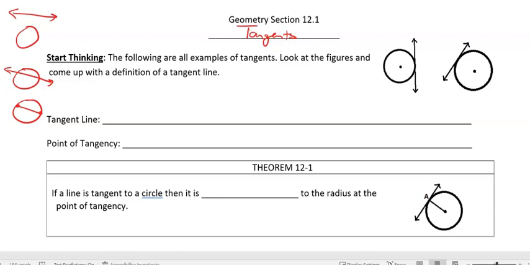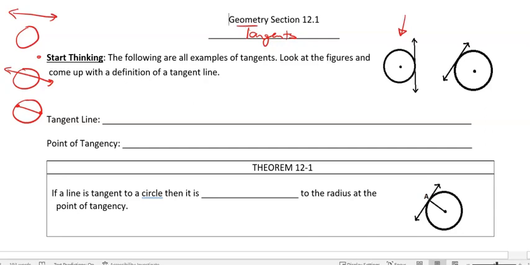So people at home, I want you to take a second, try to come up with a definition of a tangent, and people in class, go ahead and come up with your own little definition of what a tangent is and how it relates to a circle. All right, hopefully people at home had a chance to think up a definition. So in class, what did you guys get? Student right here, what did you guys get?